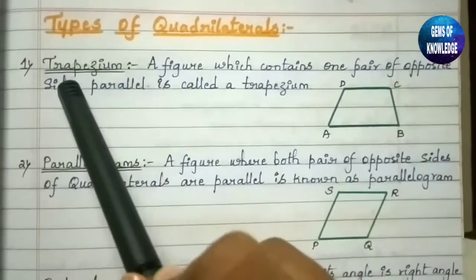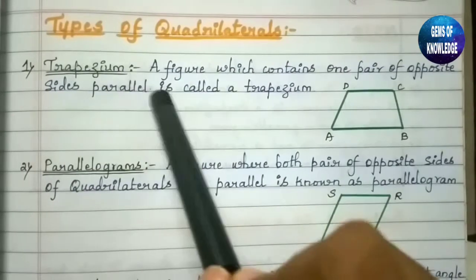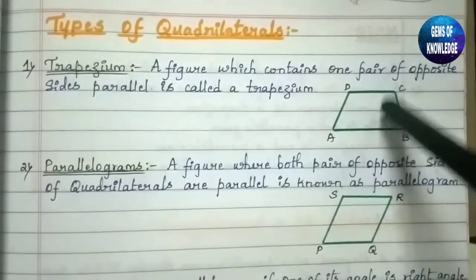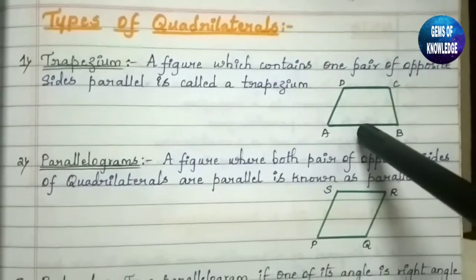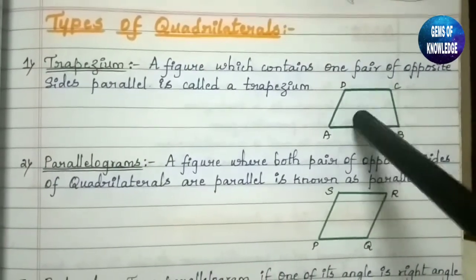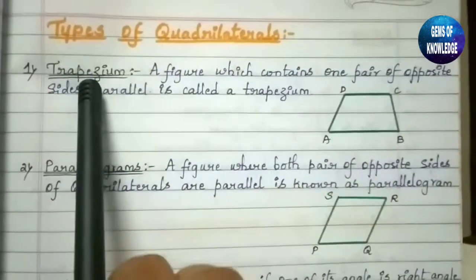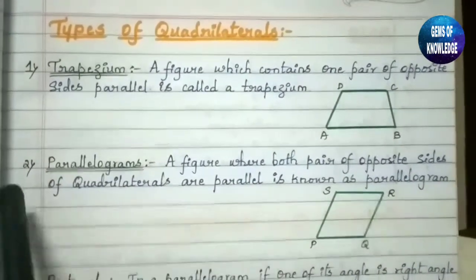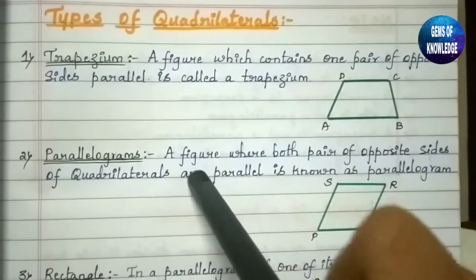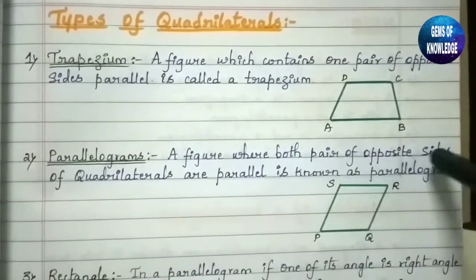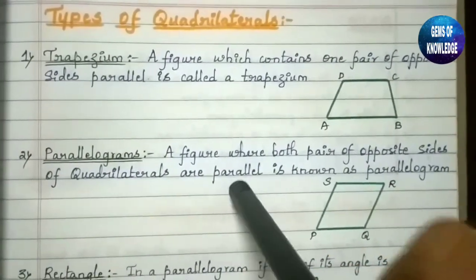Okay, so what is the condition for a quadrilateral to become a trapezium? One pair of opposite sides must be parallel. So this is the condition for a quadrilateral to become a trapezium. Okay, so the second one is the parallelogram. You can see a figure where both pairs of opposite sides of the quadrilateral are parallel.